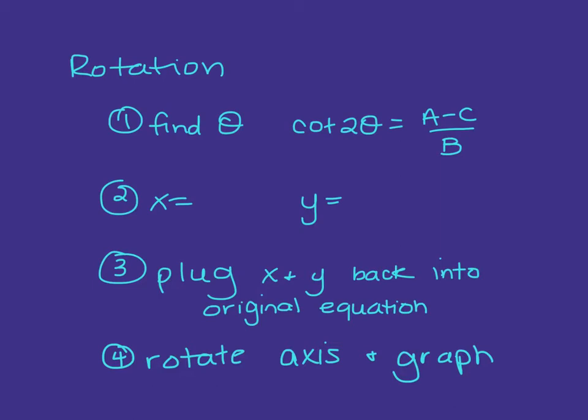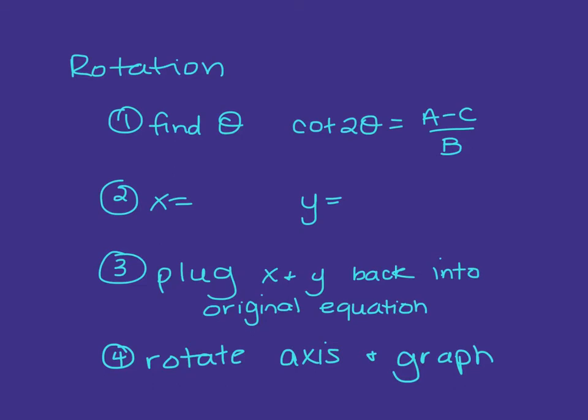So you can go find a video of me doing them all those other times, because I think every time you've seen it, I've done it 3 times that day. I'm rotated out. So you're going to first find theta by doing the cotangent of 2 theta equals (A minus C) over B. You're going to actually get theta from that. That's going to get you maybe 2 points.